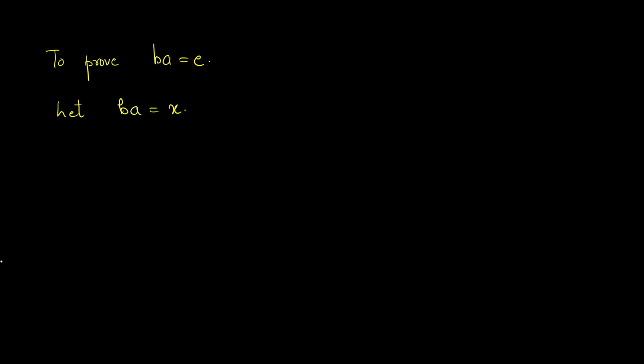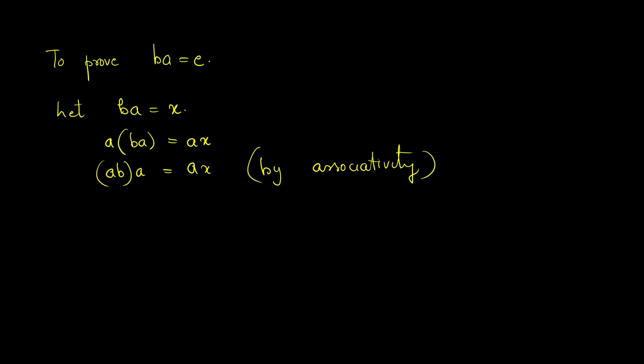Now what will we do? The given condition is that AB is identity, so let's make use of that. We will multiply on both sides by A. So we'll have A into BA is equal to A into X. Now this is equal to AB into A is equal to AX by associativity. Now what is this AB? This is identity times A, equal to AX. But what is identity times A? It is just A.